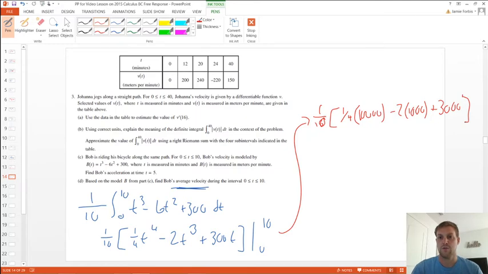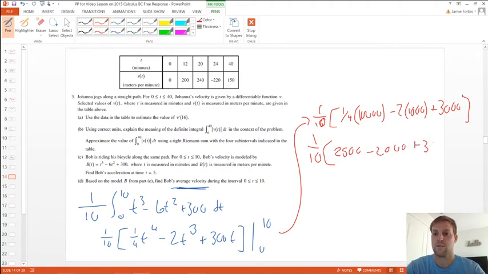But if you do simplify it further, let's see, that's 1/10. That's going to be, I think, 2,500 minus 2,000 plus 3,000, I believe is correct. And that would end up being 3,500 divided by 10, or just 350. Again, we're talking about velocity, so that's going to be meters per minute.